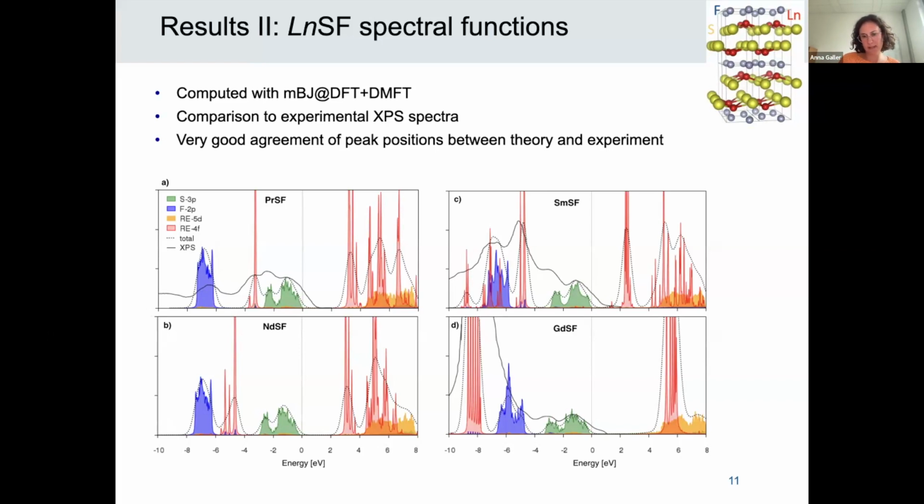In gadolinium fluorosulfide, the fluorine 2p peaks, I would say, are absorbed in this very, very broad gadolinium 4f peak.